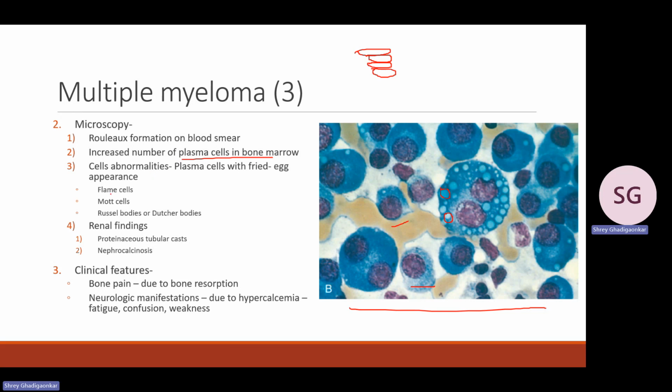You may also have renal findings. As I mentioned, you may have proteinaceous tubular casts. In Bence-Jones protein renal disease, the casts are nephrotoxic and damage the renal tubules. You may also have nephrocalcinosis, as mentioned, because of hypercalcemia. You may have stone formation, for instance. That's a possibility. Apart from that, regarding the clinical features, there's bone pain as mentioned, and neurological manifestations because of the hypercalcemia.